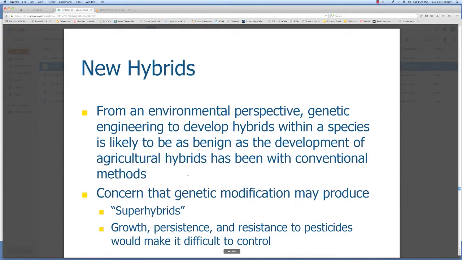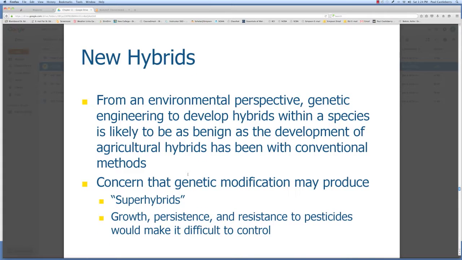Now, if we take a look at new hybrids themselves, if we look at it typically from an environmental perspective, we can develop hybrids within a species that will be as benign as the development of agricultural hybrids has been with conventional methods. The concern is that genetic modification may produce these super hybrids, and that the growth, persistence, and resistance to pesticides would make it difficult to control.